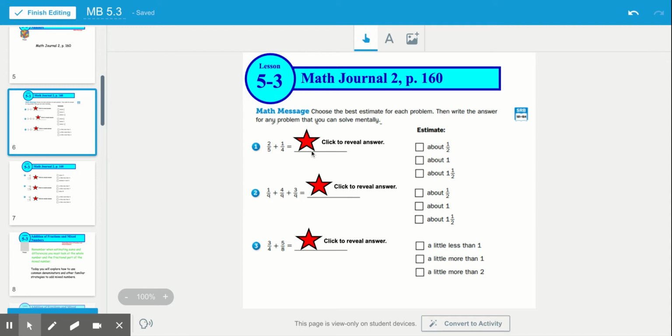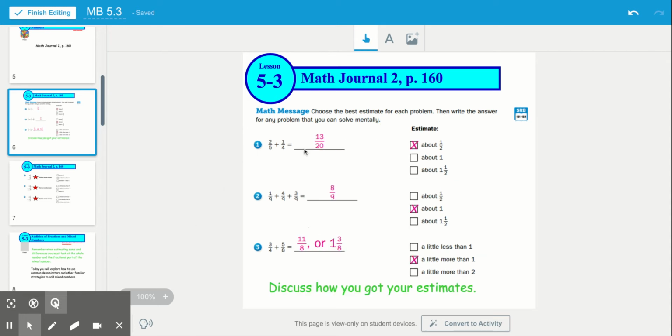What if they don't have the same denominator? What should you do? Think about what we did in lesson 2 and what we will be doing again in lesson 3. Number 2, you have 1/9 plus 4/9 plus 3/9. And for number 3, you have 3/4 plus 5/8. So take some time, solve them. If you can solve them mentally, write your answer down. Don't forget to do your estimate. And then come back and we'll check our work together.